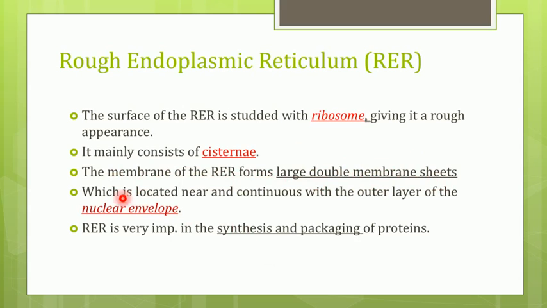Now, where is rough ER situated? It is located near the outer nuclear envelope. Okay, so rough ER is always situated near the nucleus and it is attached to the nuclear envelope. What is the function? Rough ER is important in the synthesis and packaging of proteins. We know that protein synthesis takes place on the ribosomes. And since these ribosomes are present on the rough ER, you have the synthesis and packaging of proteins taking place in the rough ER.